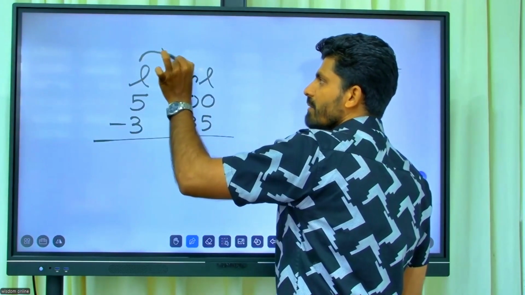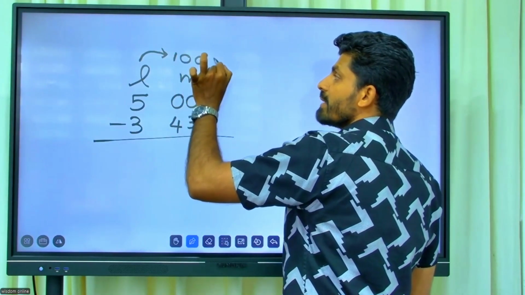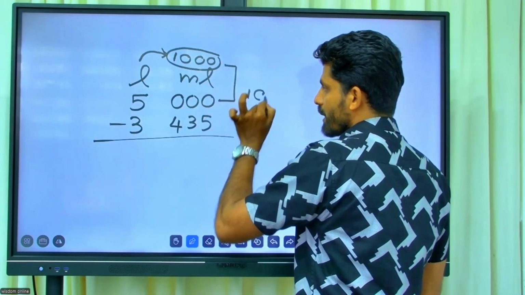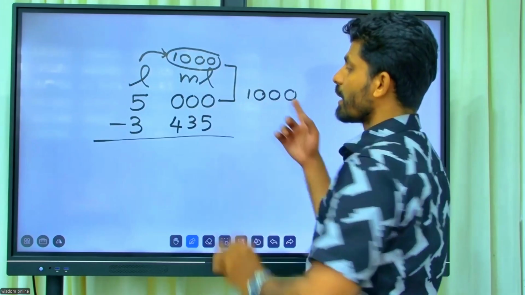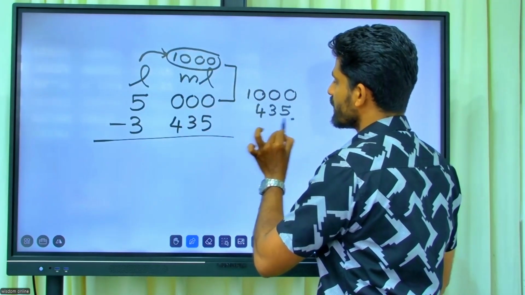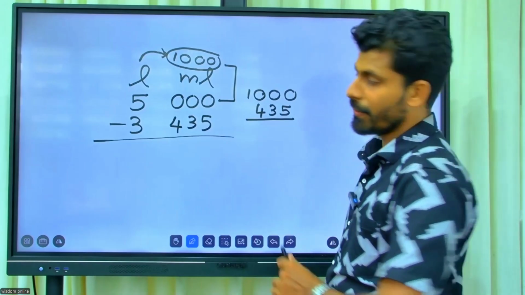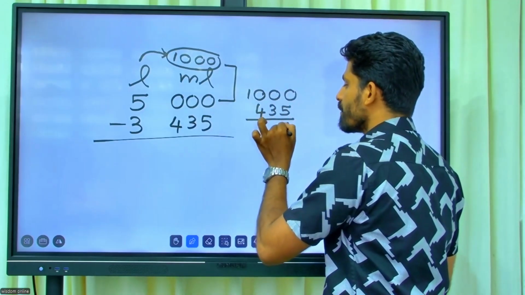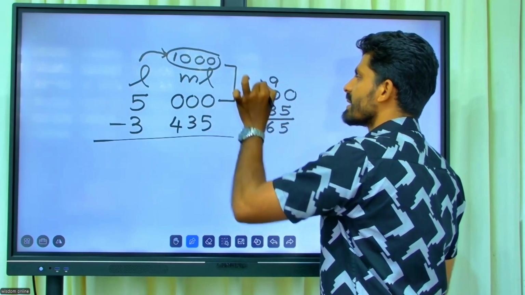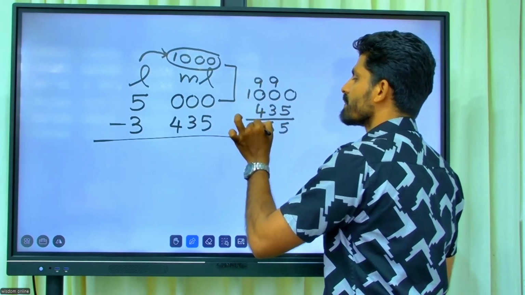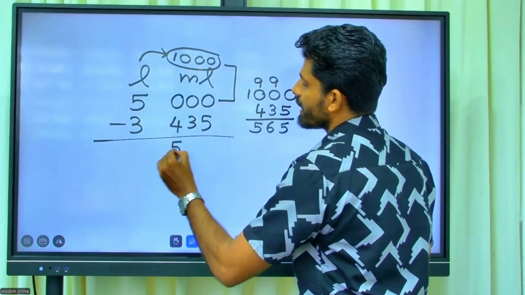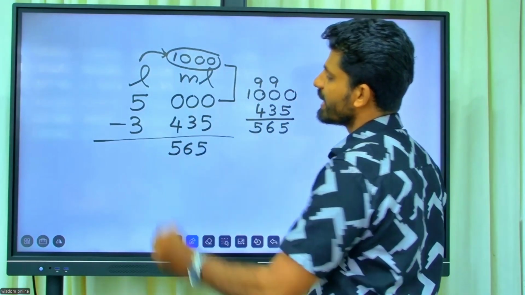So we need to make one. That means they are giving 1000. 1000 plus 0, 1000. 1000 minus 435. 10 minus 5 is 5. 9 minus 3 is 6. 9 minus 4 is 5. Right? 565 milliliters.